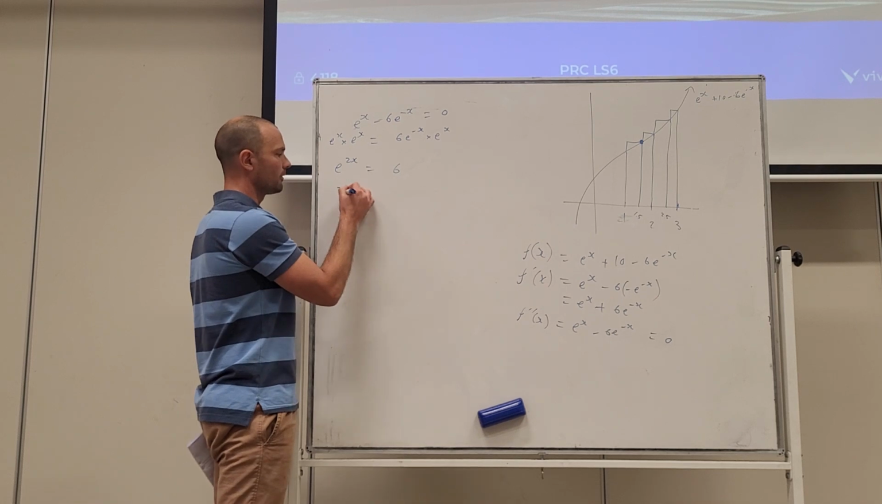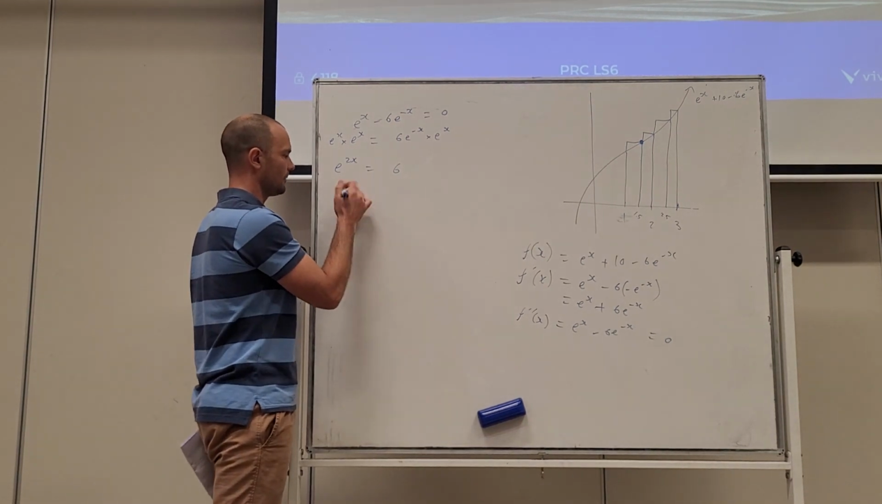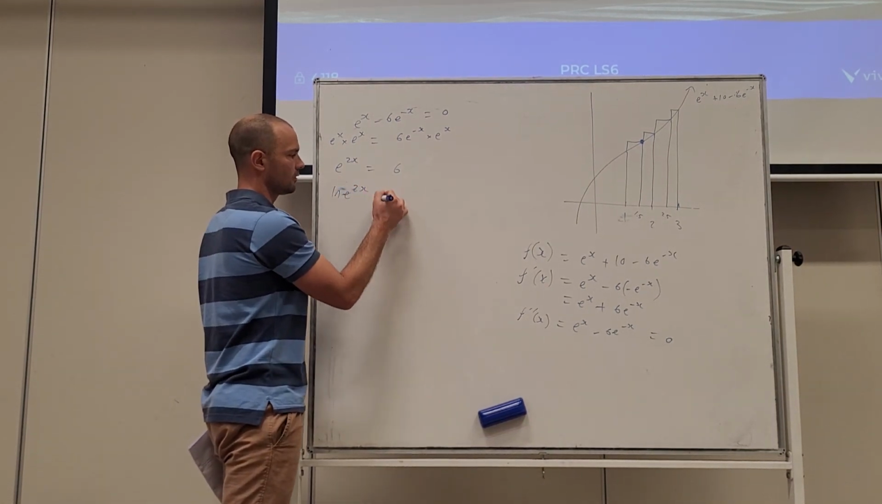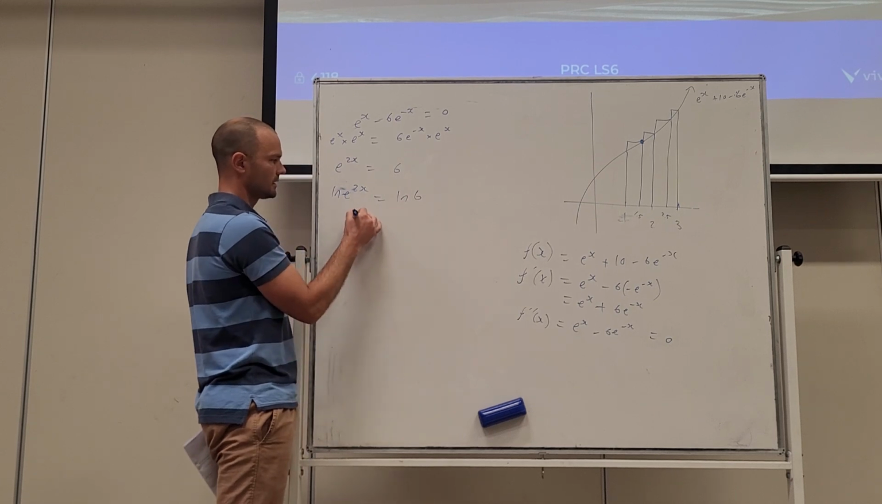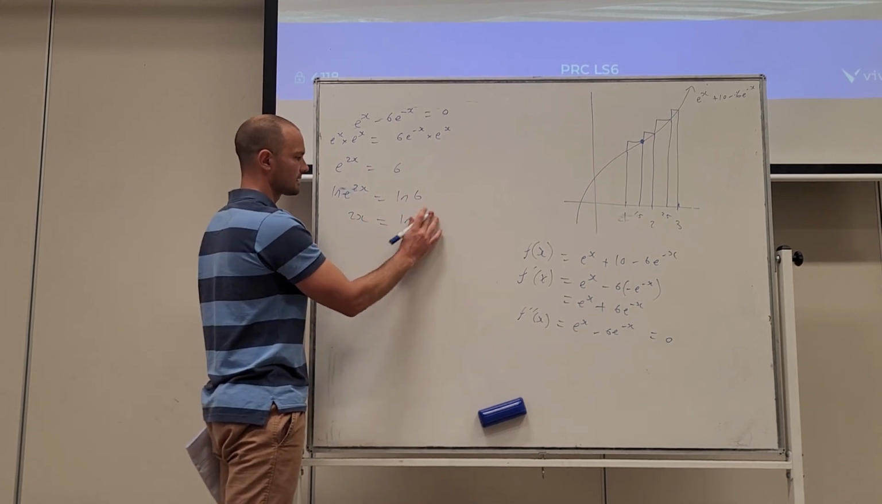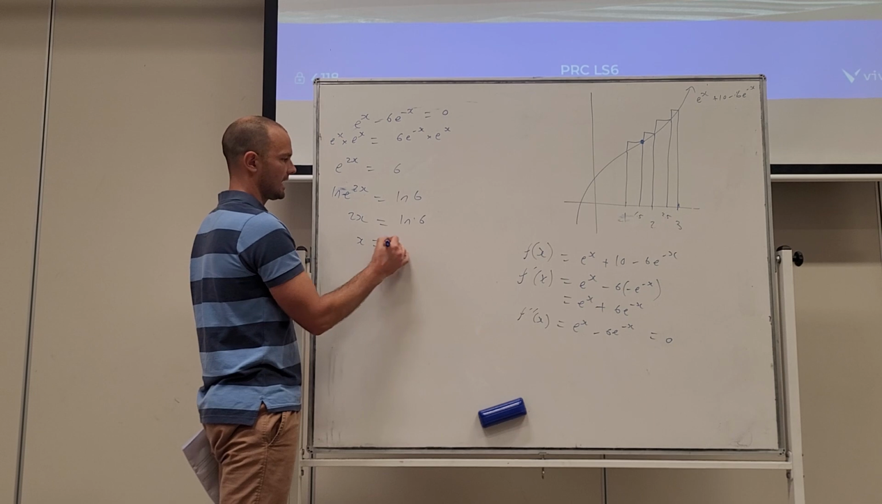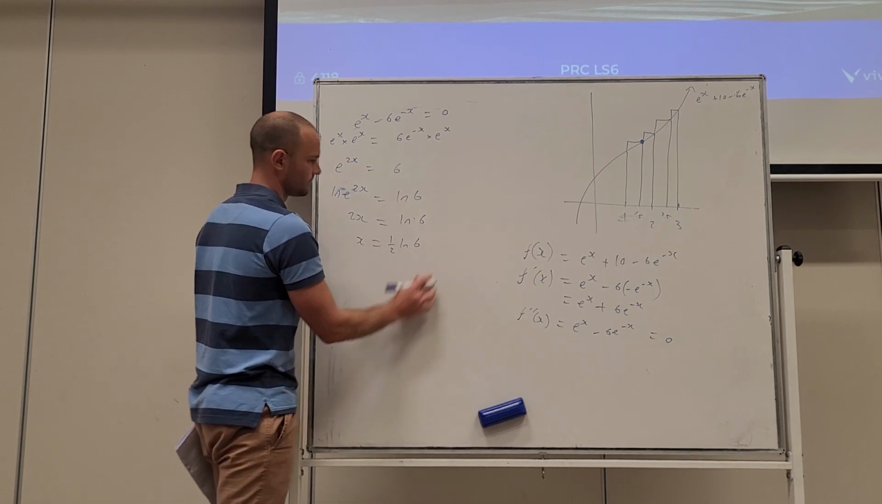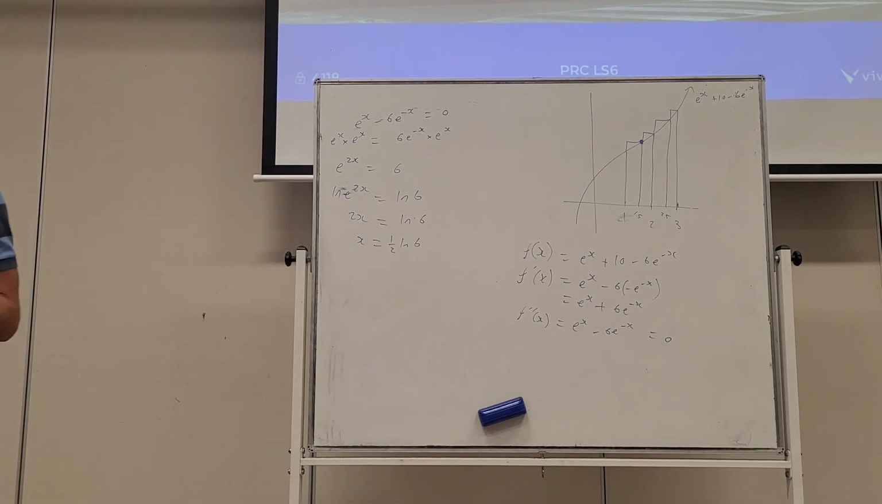Now take the natural log of both sides, so I'll write it out. ln e to the 2x equals ln of 6. This gives us 2x is ln of 6. So that means x is half ln of 6. That's the exact value of k, or the x value that makes it true: half ln of 6.